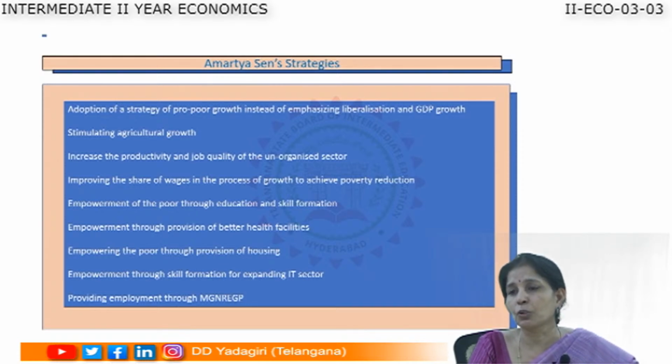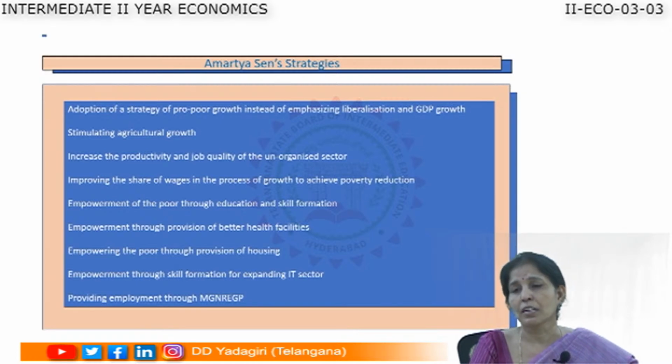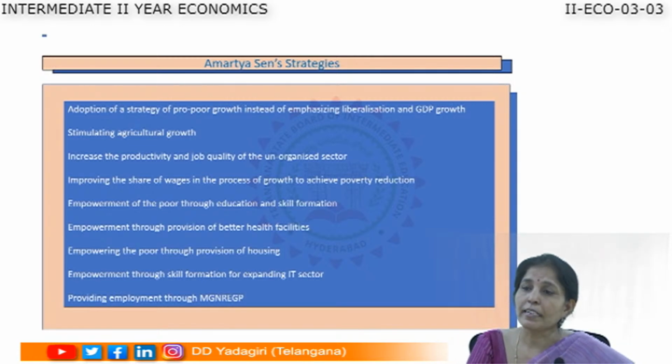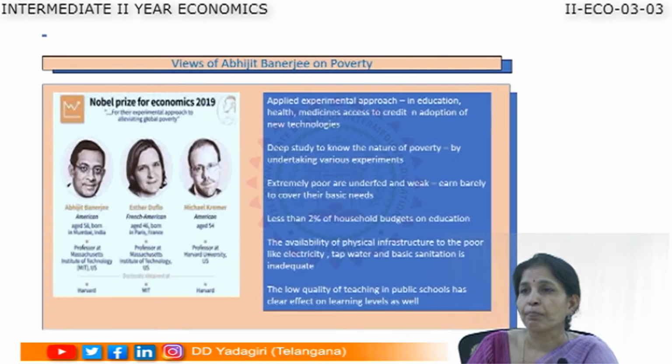Providing employment through the Mahatma Gandhi National Rural Employment Guarantee Program. The government is coming up with different employment-oriented policies to support unemployed people with these kinds of programs. So these come under the Amartya Sen strategies, which basically emphasize providing health, education, and increased employment opportunities in all the sectors of the economy.